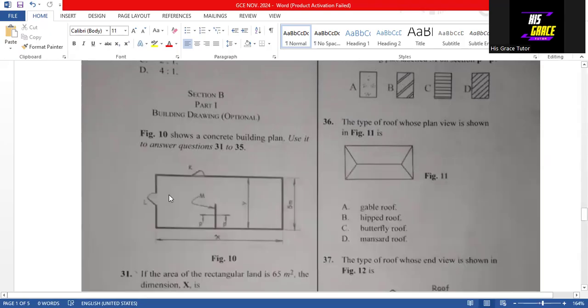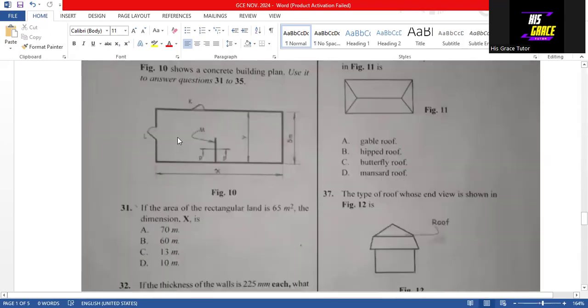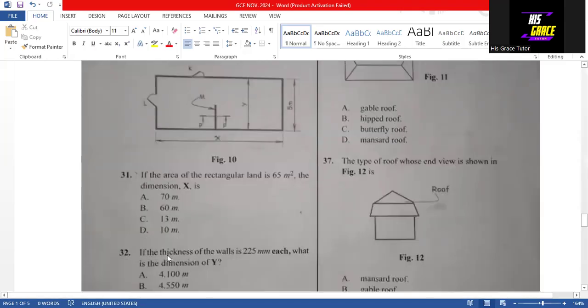Okay, we have to use this diagram to answer questions 31 to 35. In question 31, if the area of the rectangle is 65 square meters, the dimension X is 13 meters. So just do your calculation. That's what I got. They said that from here to here is 5, and if the area of the rectangle is 65, all you need to do is divide 65 by 5, and that gives us 13 meters.